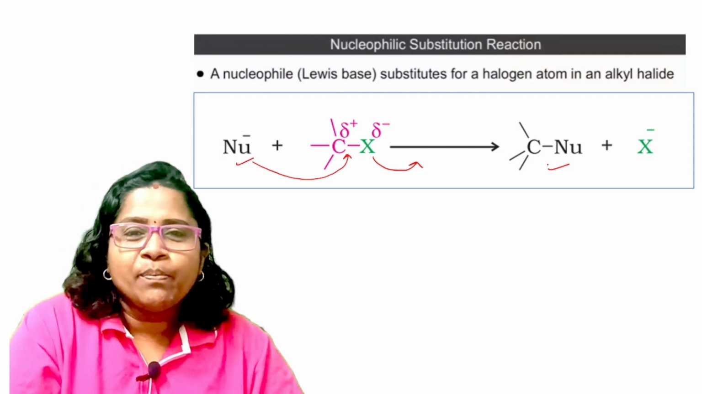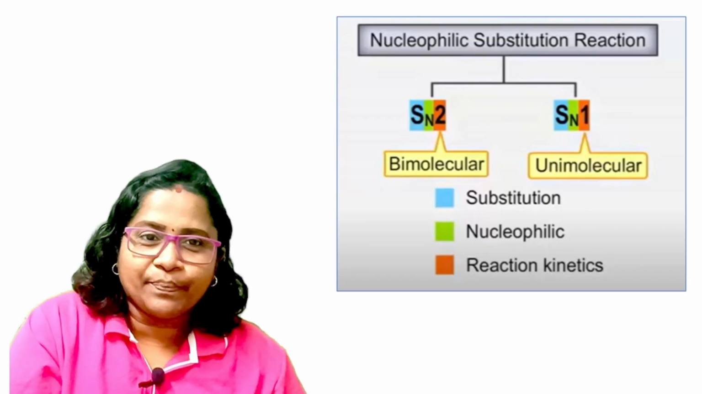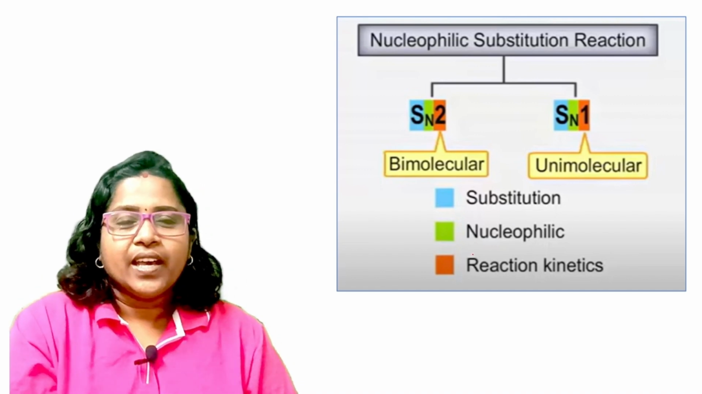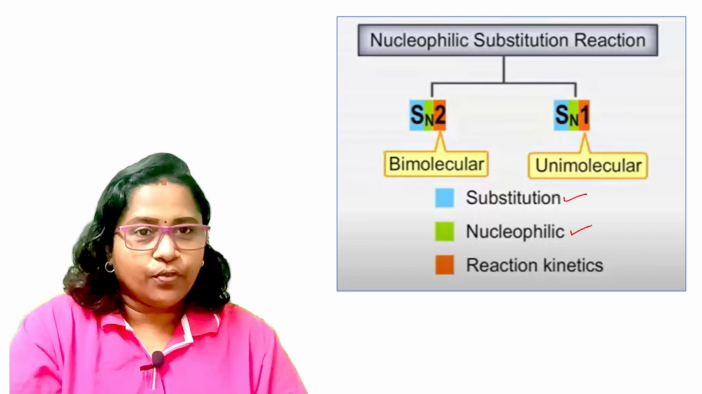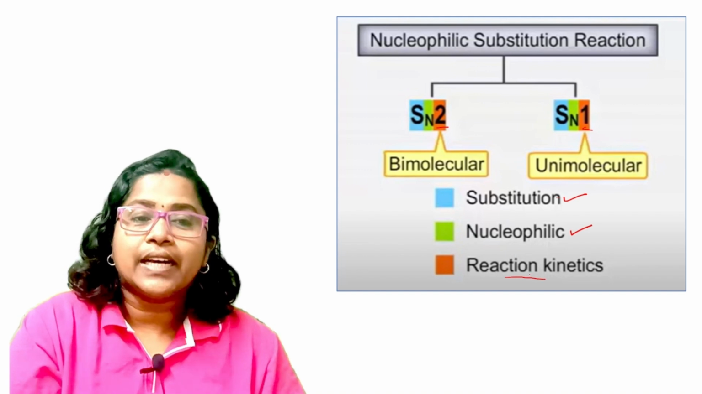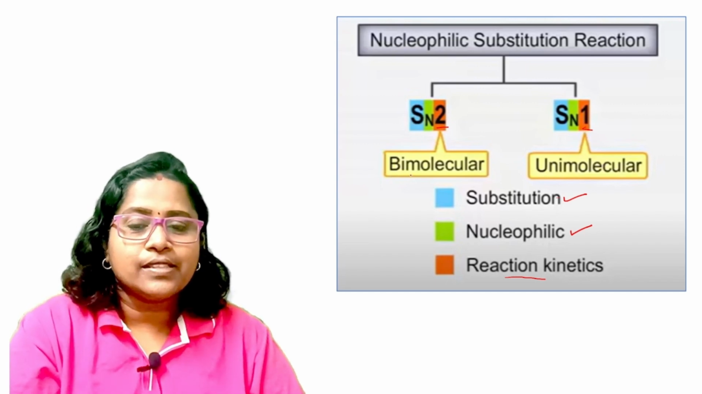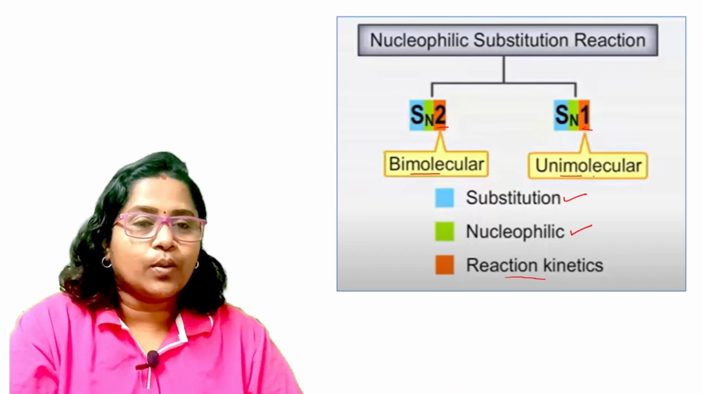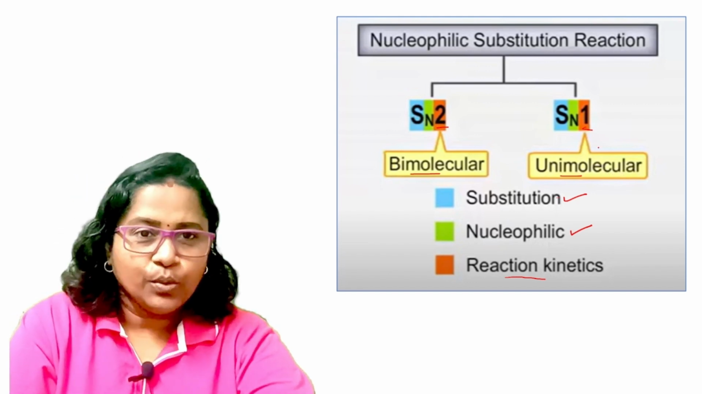So this process actually happens in two ways. Therefore, we have two types of mechanisms, that is SN1 and SN2 mechanism. What do you mean by SN1 and SN2? S stands for substitution. N stands for nucleophilic. And what about these 2 and 1? This actually indicates the reaction kinetics, whether it is zero order, first order or second order. So SN2 is second order, that is bimolecular, and 1 indicates a unimolecular reaction. So overall, nucleophilic substitutions are of two types, SN1 and SN2 reaction mechanisms.